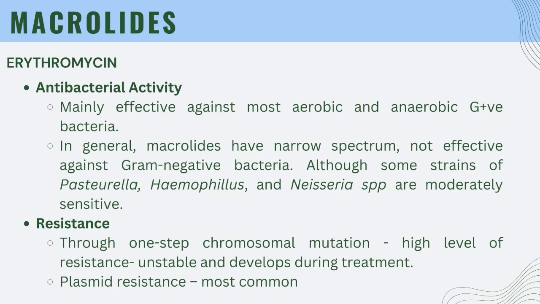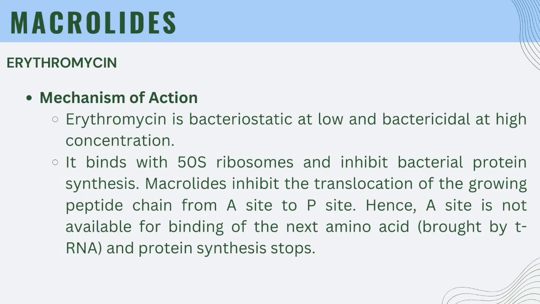Bacteria can mutate the structure of the ribosomes, which are the targets for erythromycin. These changes prevent the antibiotic from binding properly, rendering it ineffective. Bacteria can also acquire resistance genes from other bacteria through a process called horizontal gene transfer. This allows them to gain resistance mechanisms even if they did not develop the mechanisms themselves.